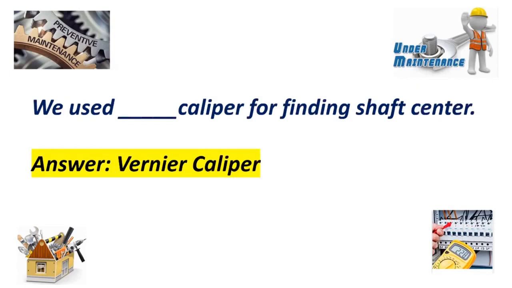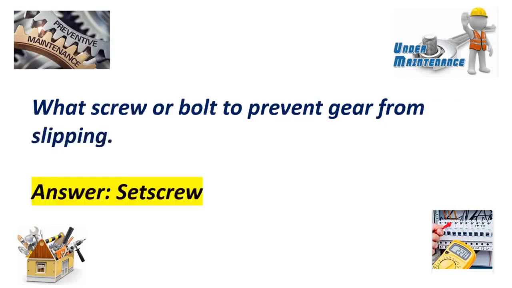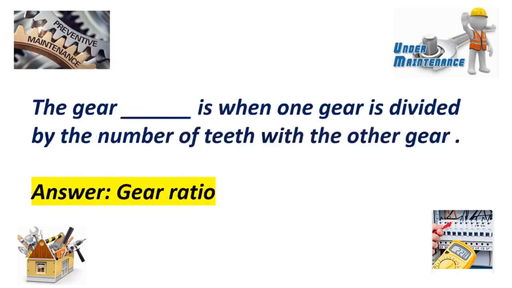We use blank caliper for finding shaft center. Answer: Vernier caliper. What screw or bolt prevents a gear from slipping? Answer: set screw. The gear blank is one gear divided by the number of teeth of the other gear. Answer: gear ratio.